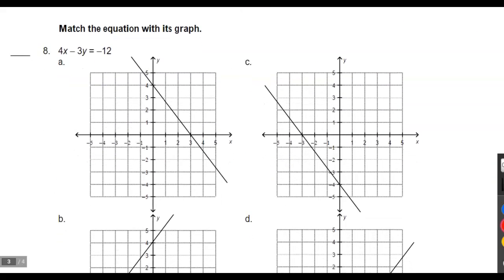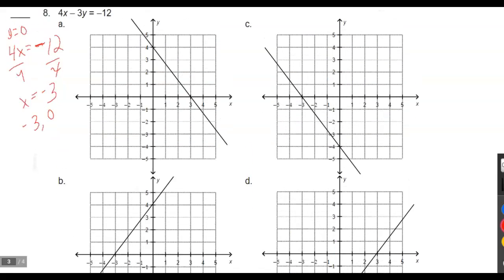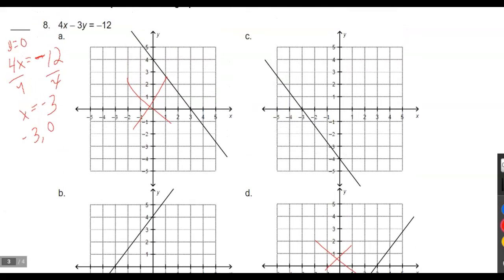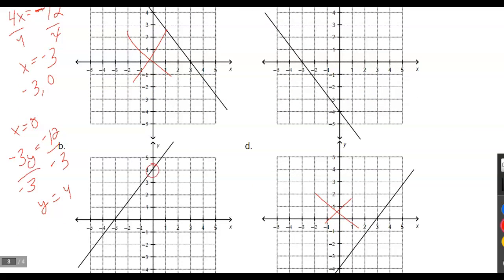Match the equation with this graph. They want you to use standard form here. So when y equals 0, 4x equals negative 12. So I divide by 4. X equals negative 3. So I could immediately go around here and I could eliminate this one. And I could eliminate that one because they don't cross at negative 3, 0. Well, now when x equals 0, negative 3y equals negative 12. So when I divide by negative 3, y equals a positive 4. So that one's a positive 4 there. This one here is at a negative 4, so that's wrong. B's my answer.